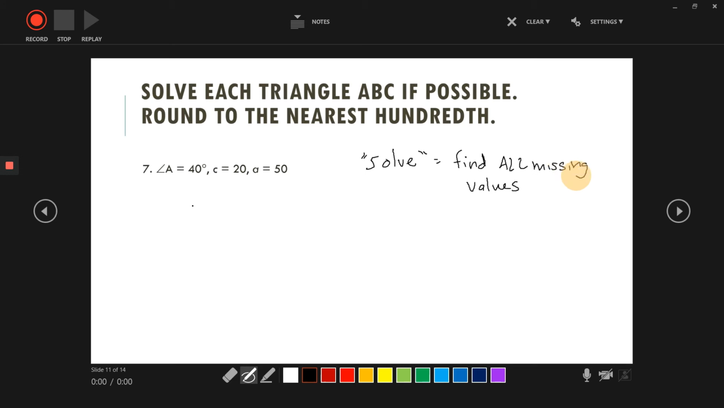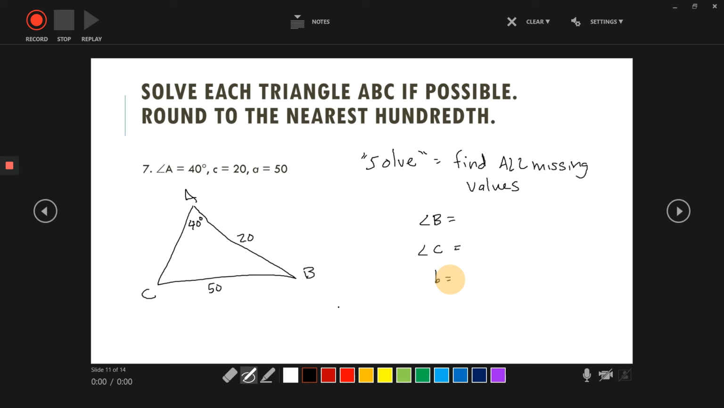Okay, so if we draw a triangle, A, B, C, they've given us angle A is 40 degrees, little c is 20, little a is 50. So we need to find everything missing. We need to know how big is angle B, how big is angle C, and how big is side B, okay? So we're looking for everything missing.